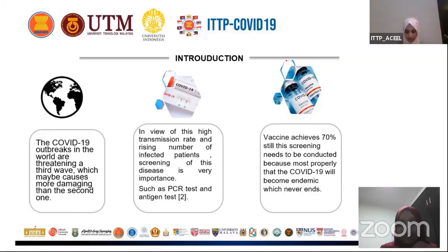So in view of this high transmission rate and rising number of infected patients, screening for this disease is very important. There are some methods used today, such as the PCR test and antigen test, as well as some vaccines. So even if vaccination achieves 70%, this screening still needs to be conducted, because most probably COVID-19 will become endemic, which means it never ends.